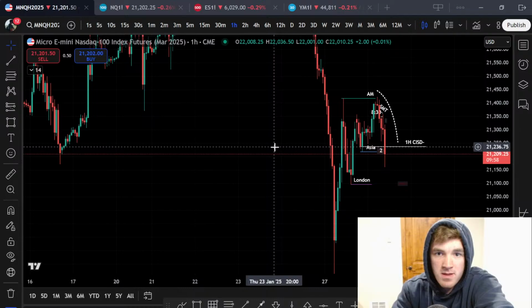So we did end up getting that 15-minute close, and we already had the 15-minute close a while ago, actually. So now we are coming to possibly retest this. I'm not going to enter because I'm not trying to predict news right now.